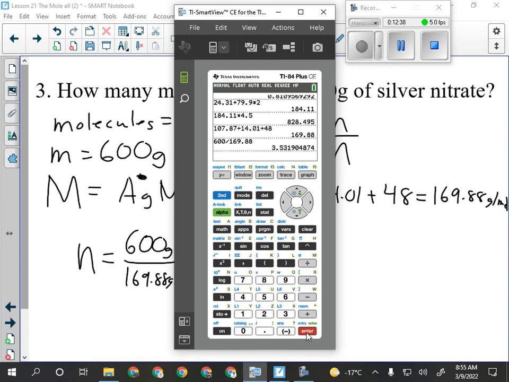Okay, I have 3.53 moles of this material. Now, this is an important step. When you're doing any type of calculation in science, keep all your decimals until the very end. Don't round off until the very end. When you're writing your final answer, that's when you round. Up until that point, keep all those decimals.